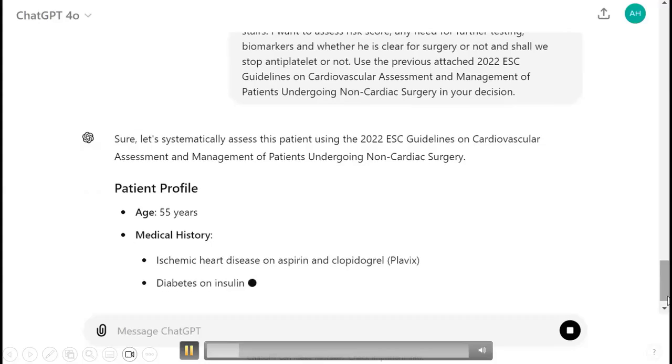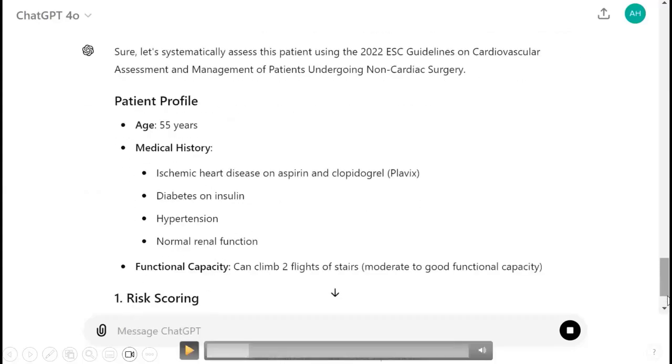First of all, he started by systematically analyzing the case. The page is 55, the medical history as I posted. For the functional capacity, I asked ChatGPT, and since the patient can climb 2 flights of stairs, he translated this as the patient having moderate to good functional capacity.